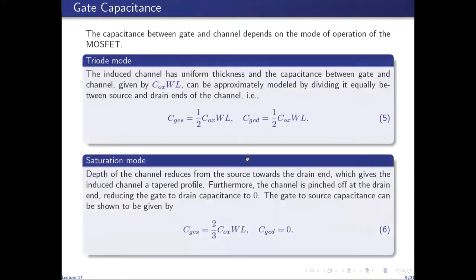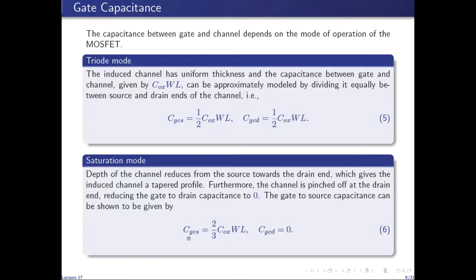On the other hand, if the MOSFET is operating in the saturation mode, then the depth of the channel reduces from the source end towards the drain end. Furthermore, there is no channel at the drain side. The channel is pinched off at the drain, which means that the capacitance between gate and drain due to channel will be 0 because there is no channel on the drain side. So all of the capacitance between gate and channel is modeled as C subscript GCS.